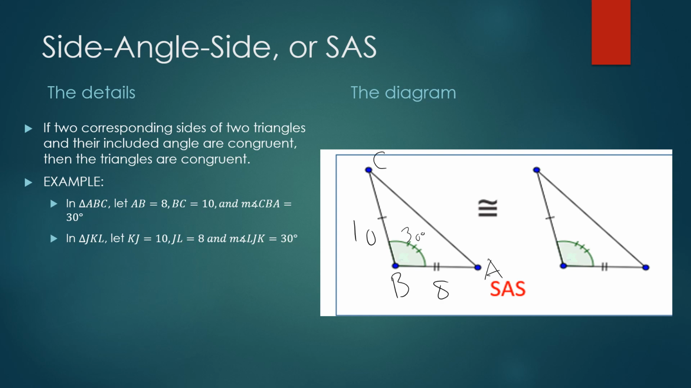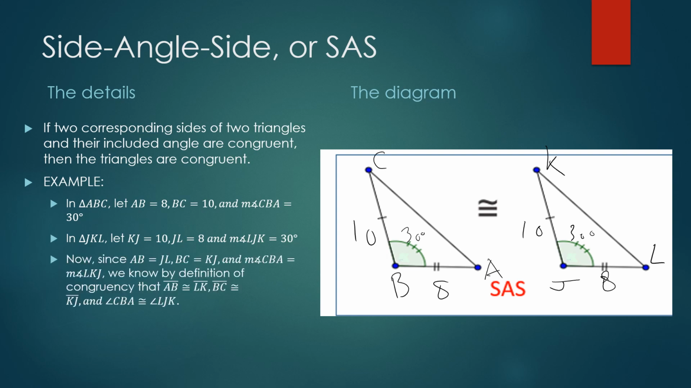In the other triangle, we have the angle LJK. That means that J must go here, and this is 30 degrees. We know that if these are congruent, this must be 8, and this must be 10. Well, 10 is KJ, so since this is J, this must be K, and this must be L. Because those corresponding parts have the same measurements, respectively, whether it's a line segment or an angle, we find these are congruent. Oh, I got them backwards.